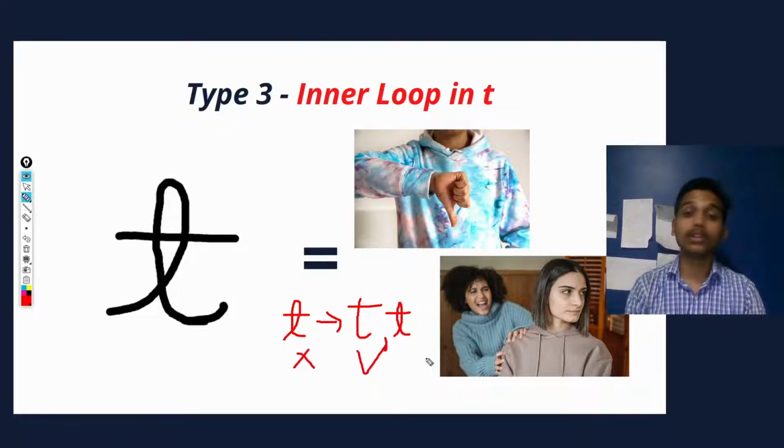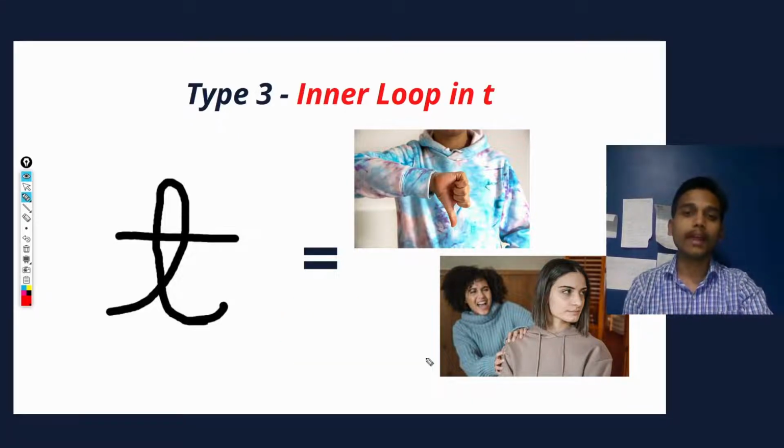I believe you understood the concept, and if you have this T, then better remove the loop and write it in a normal way, with a high T bar.